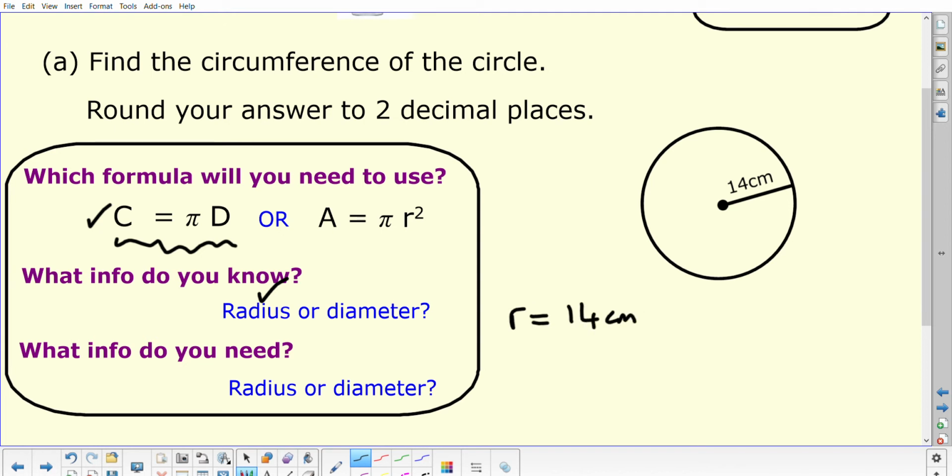But if we're going to use C equals pi d, that's the formula we're going to use. That formula needs the diameter. So how do we get the diameter? We've already discussed that the diameter is the longer length. It goes all the way across. We need to double that, so we get 28 centimetres.